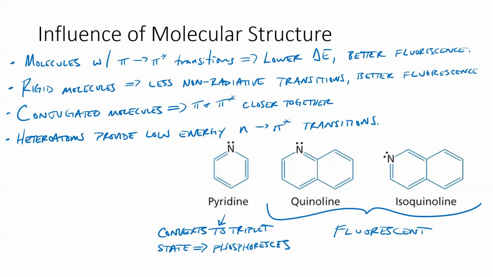So those four pieces are really what contribute to fluorescence in a molecule. And so be able to, you know, think through whether or not a molecule has one or more of those characteristics as to whether or not it'll be fluorescent.